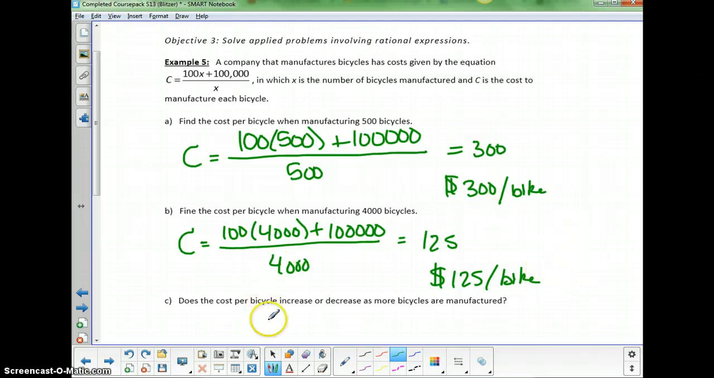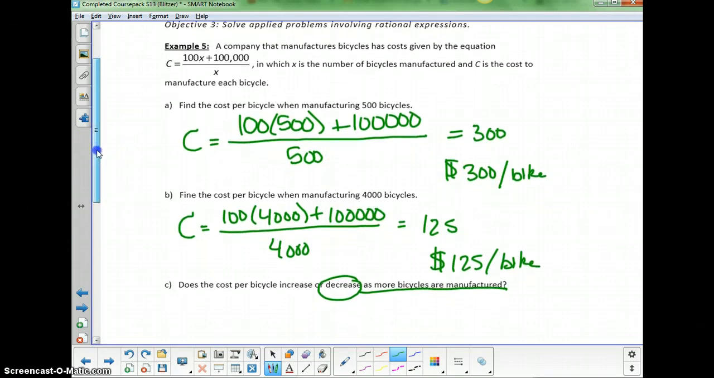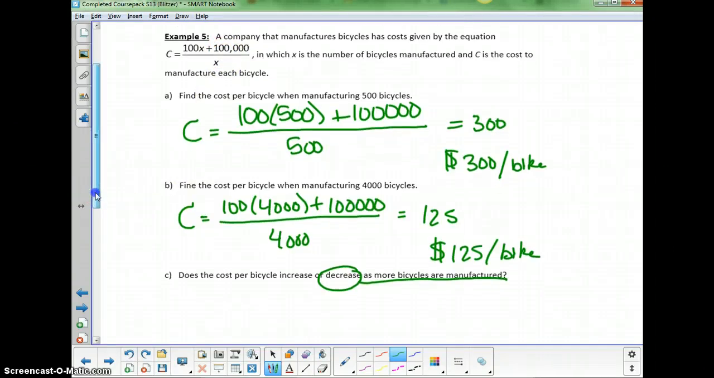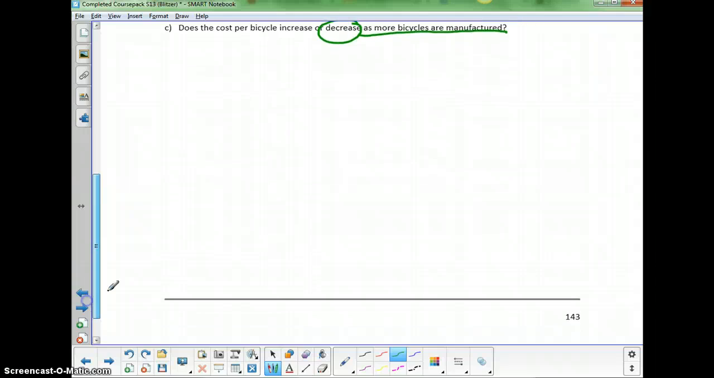So the cost per bicycle is going to decrease as more bicycles are manufactured. This is just an example of how rational equations are used in the real world of manufacturing and so on. The company might want to do more with this equation and talk about their cost and their profit and how to maximize their profit or minimize their cost. Those are some things that we're going to look at as we go on further in this chapter. But it's one example of a real world application of a rational expression. And that's the end of the section.